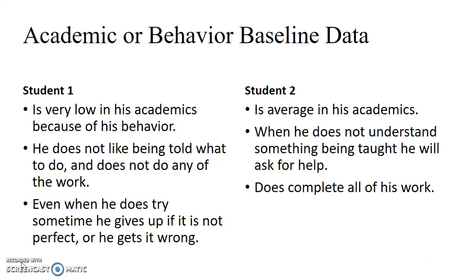Academic or behavior baseline. Student 1 is very low in his academics due to his behavior. He does not like being told what to do, and he does not do any of his work. Even when he does try, sometimes he gives up if it's not perfect and if it is wrong. Student 2 is average in his academics. When he does not understand something being taught, he will ask for help, and he does complete all of his work.